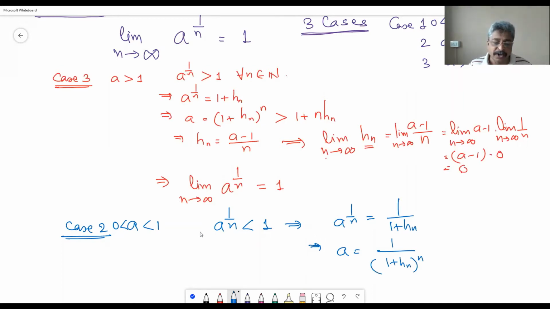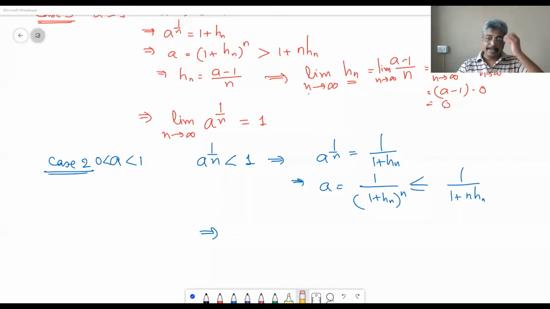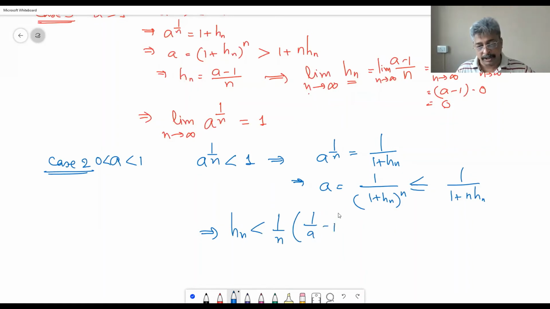Therefore, a is less than or equal to 1 upon 1 plus nh. So if we simplify, we will get hn is less than 1 upon n, inside bracket 1 upon a minus 1.